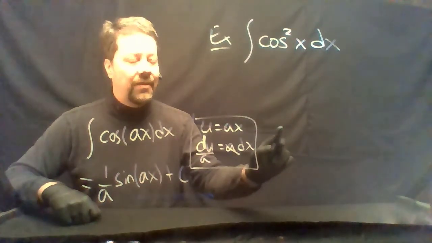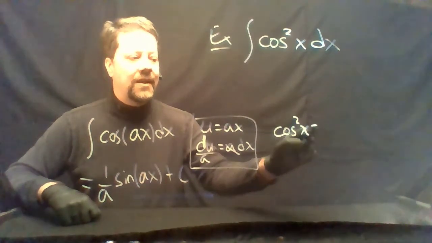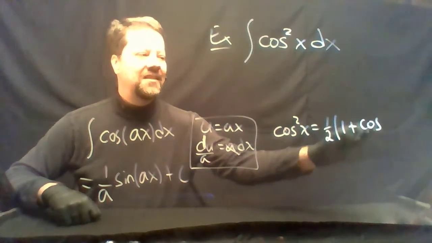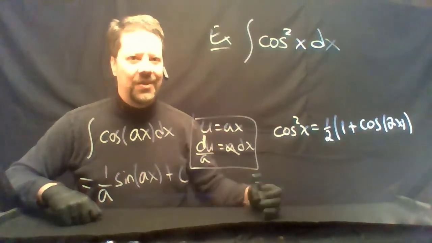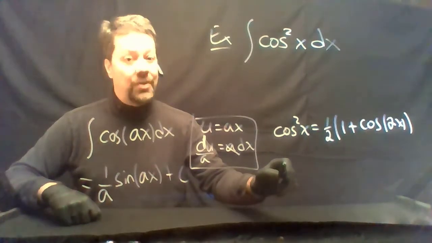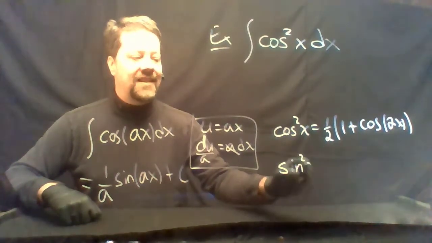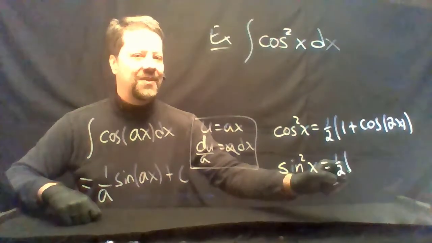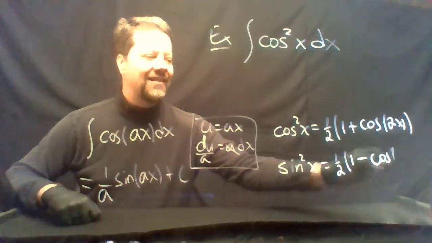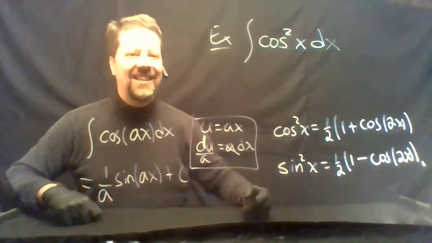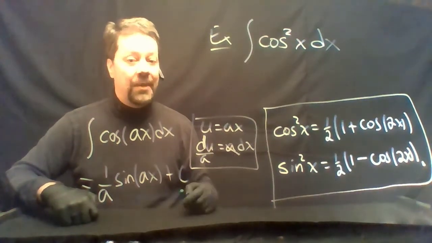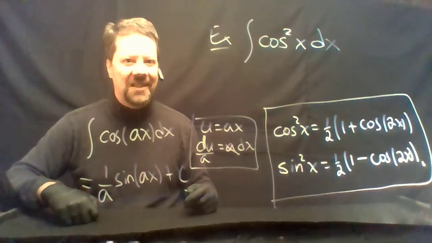Also, you need to know that cosine squared x is 1/2 times the quantity, 1 plus cosine 2x. This is one of your half-angle identities. There's another one that you should also remember. The sine squared x is 1/2 times 1 minus the cosine of 2x. I want you to know these forever. You'll need them both in this class and also in Calculus 3.